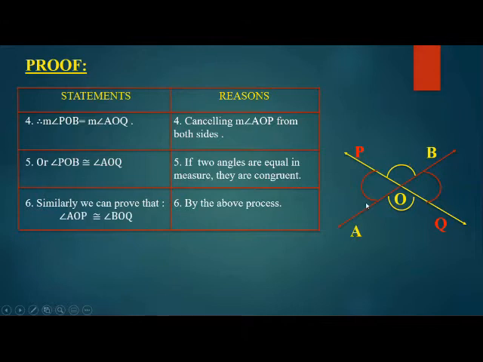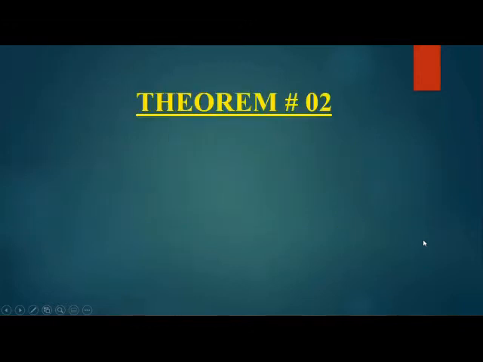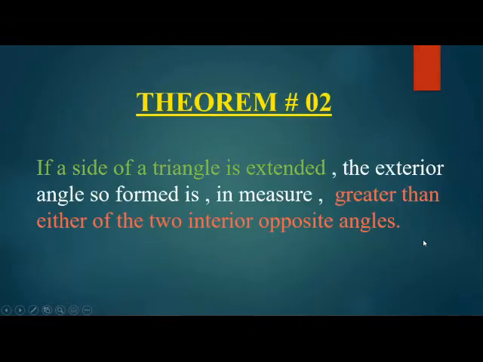Similarly, we can also prove these two angles, which are vertically opposite angles, and from the same process we can prove that they are also equal to each other. So this was all for theorem number 1. Now, starting theorem number 2.